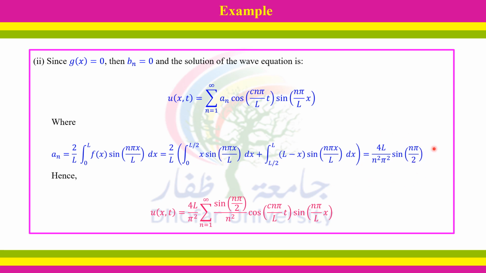Now that means we are going to substitute this formula instead of a_n here. So that means u of x and t equals, actually the 4L over pi square is a constant, so we can take it outside the summation. And what we obtain inside the summation is sine n pi over 2 over n square, written here, and then the rest, which is cosine c n pi over l t times sine n pi over l x.